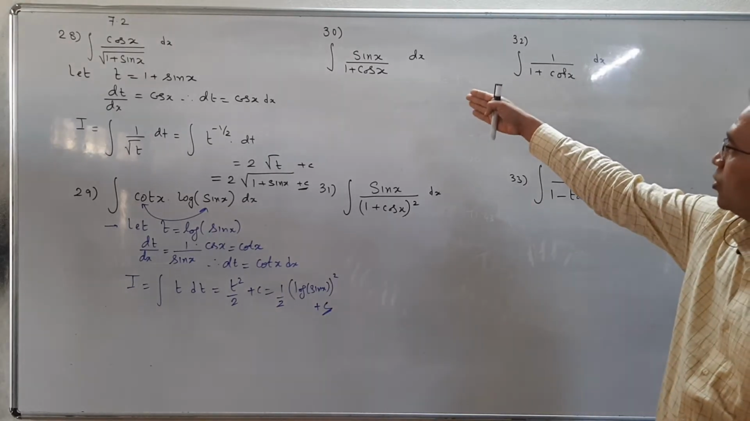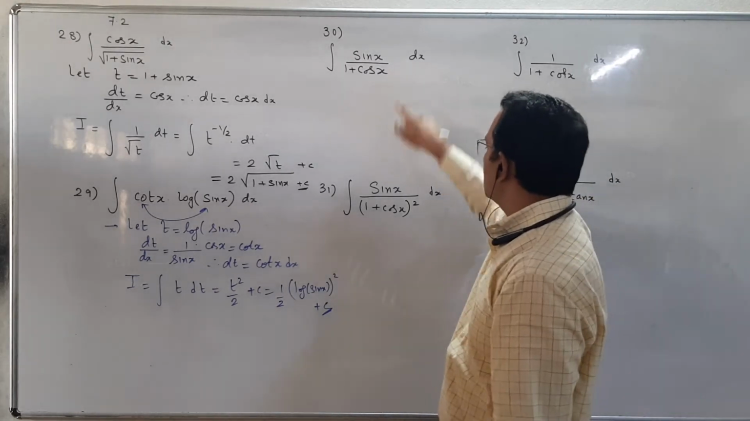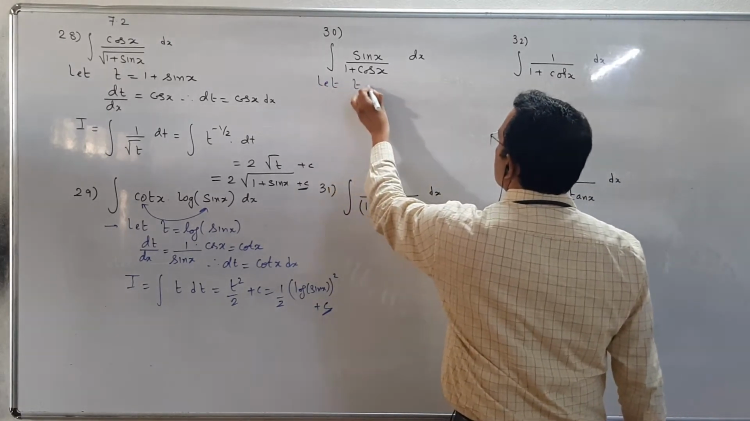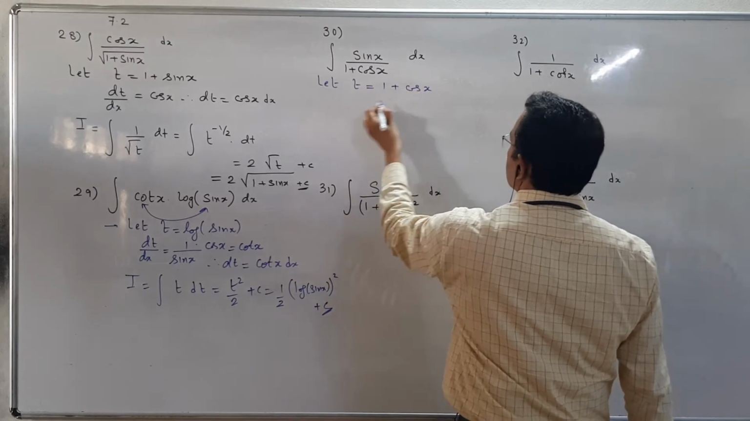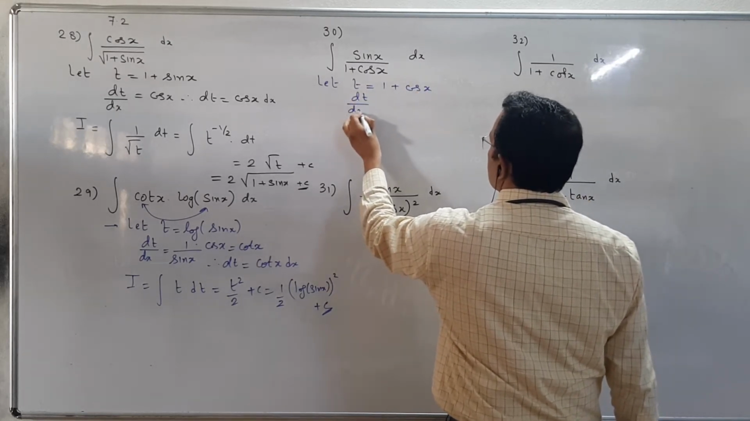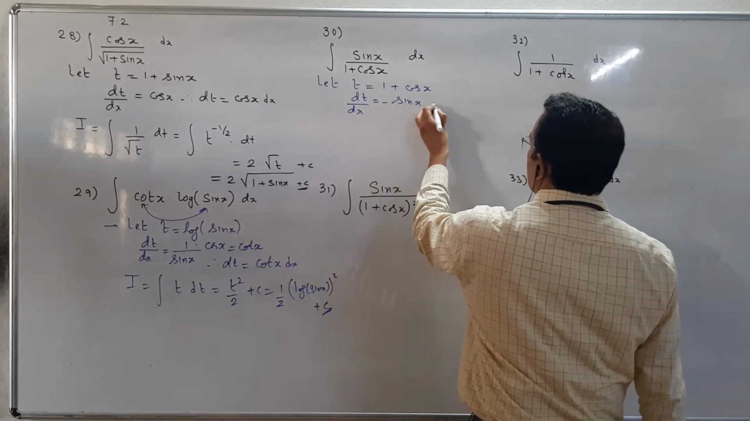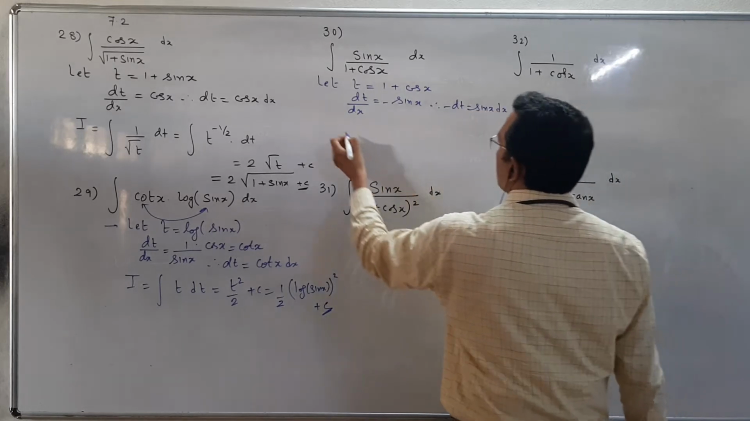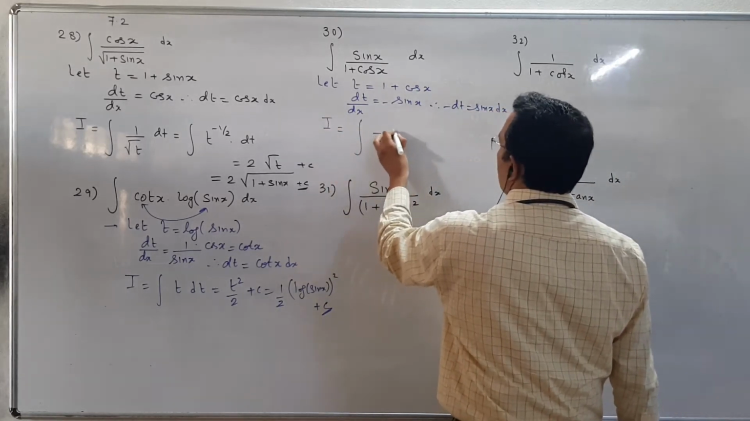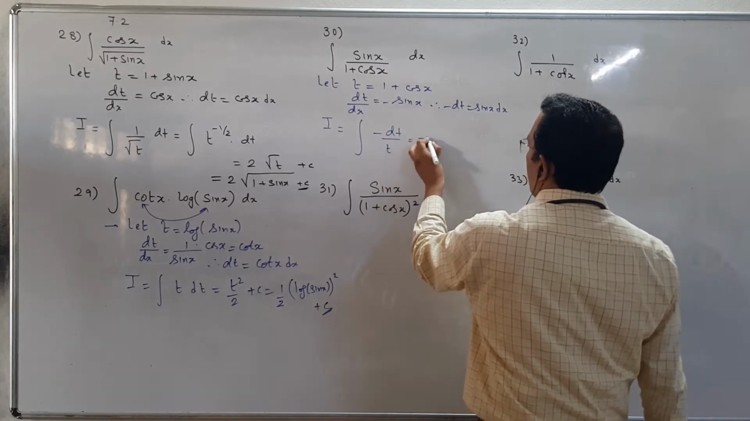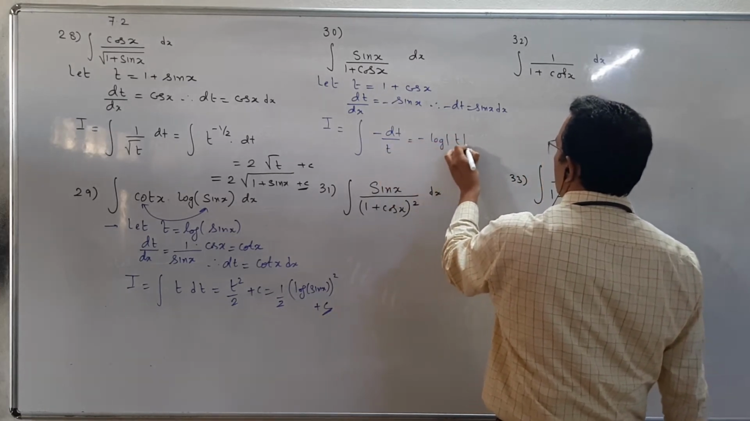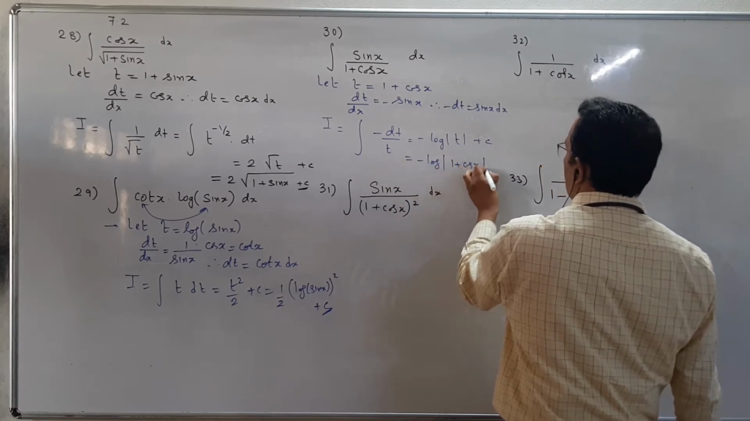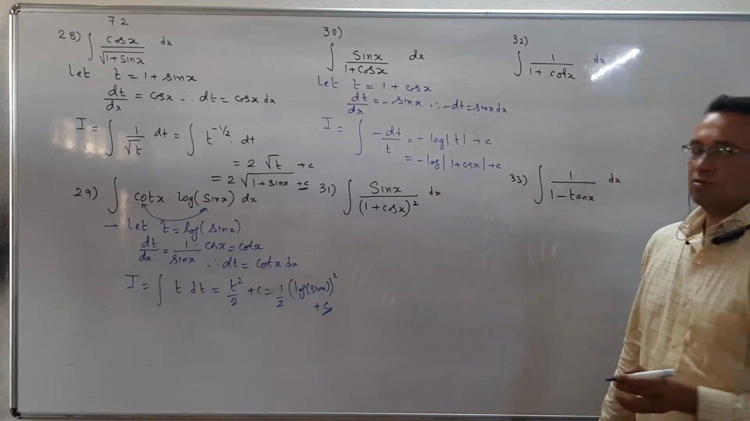Now there is a slight difference between question number 30 and question number 31. In 30 we have only linear terms; in 31, 1 plus cos x is raised to the power square. So let t equal 1 plus cos x, dt by dx is minus sin x. So minus dt is the replacement of sin x dx. So this integral changes to minus dt upon t. Minus constant, integration of 1 upon t is log of t. So the answer is minus log of 1 plus cos x plus c.